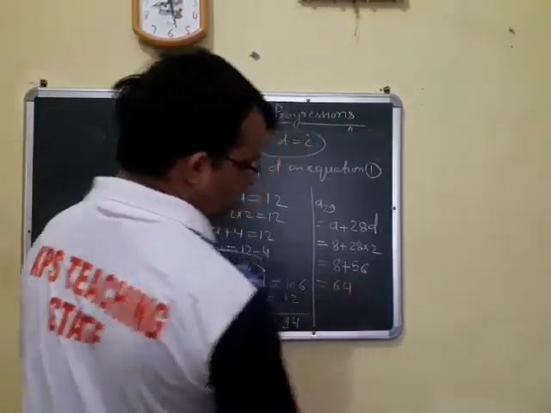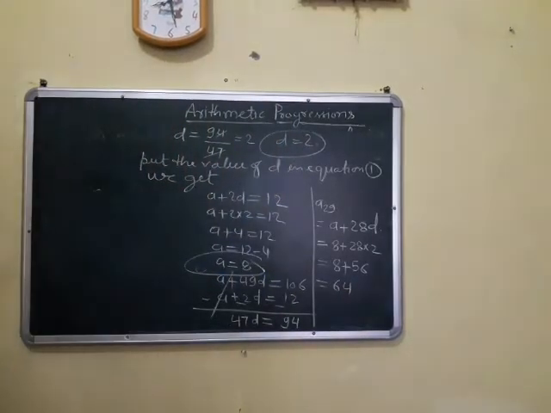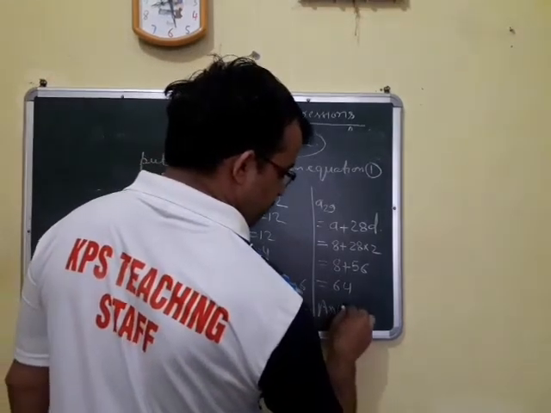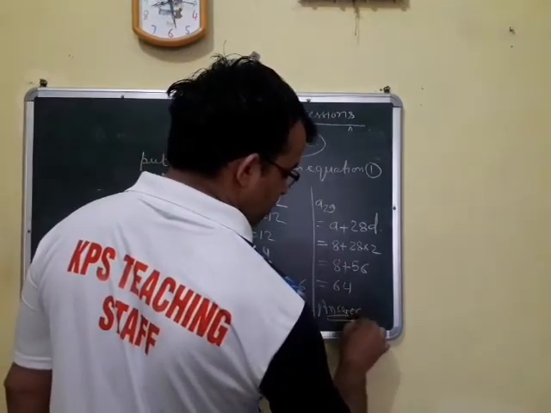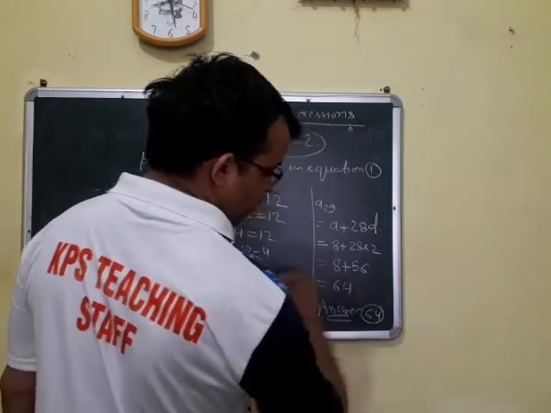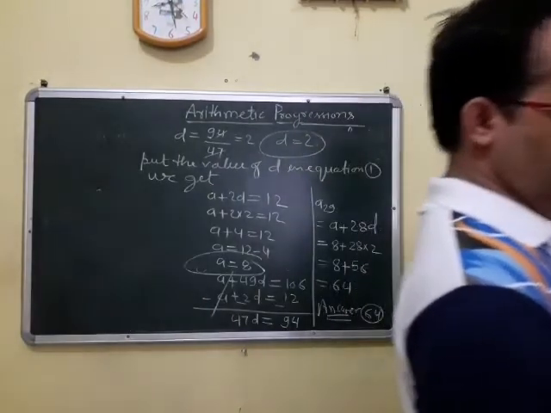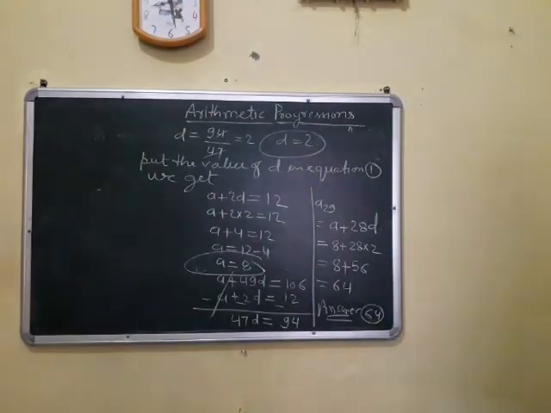What do we get here? 64. A29 is 64. This one is your answer, equal to 64. The 29th term is 64. Now see the next question of this exercise.